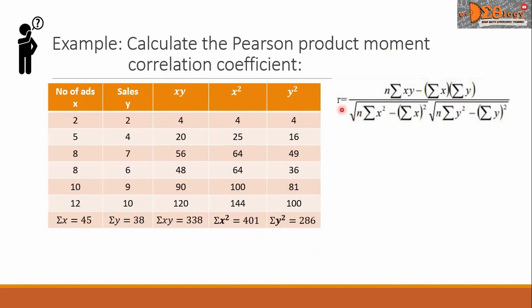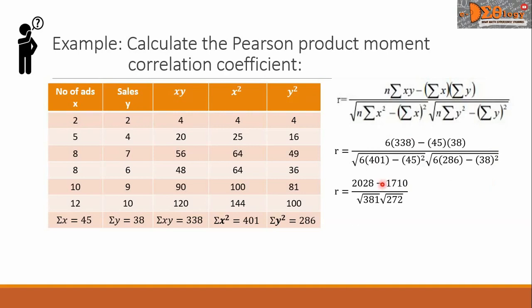Let us substitute the corresponding values. The n here is the number of pairs, so we write 6 times 338 minus 45 times 38 all over the square root of the quantity 6 times 401 minus the square of 45, and this will be multiplied by the square root of the quantity 6 times 286 minus the square of 38.